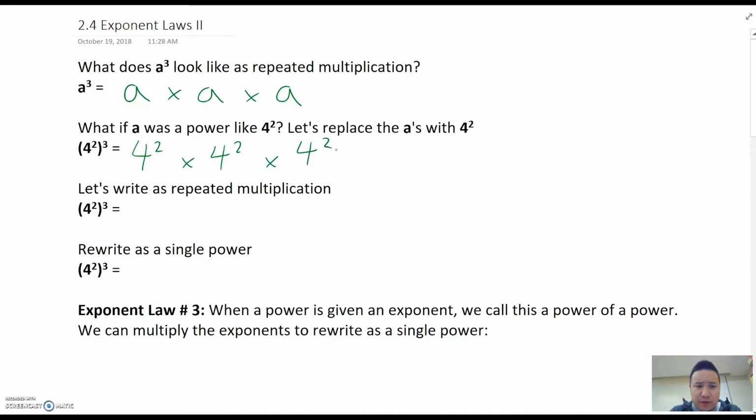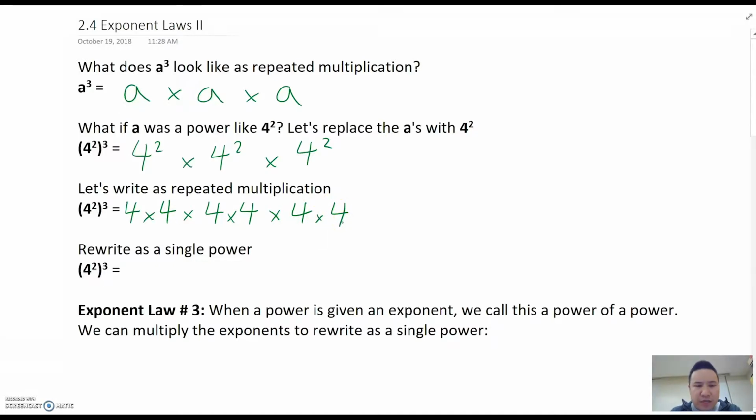Now let's write this as repeated multiplication. So let's break down these 4 squareds even further into 4 times 4. So each of these 4 squared represents 4 times 4. So that's one of them. It's being multiplied by another 4 squared, so that's 4 times 4. And it's being multiplied by another 4 squared, so that's another 4 times 4.